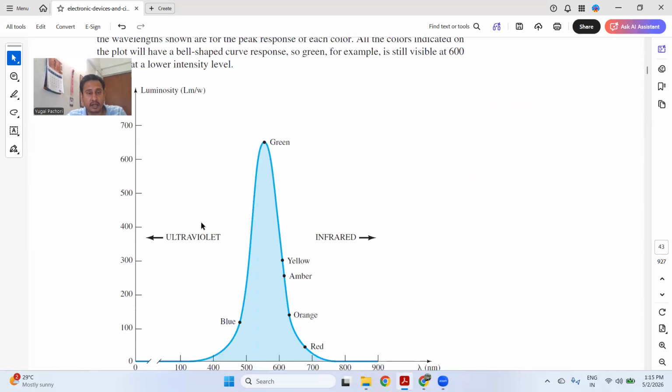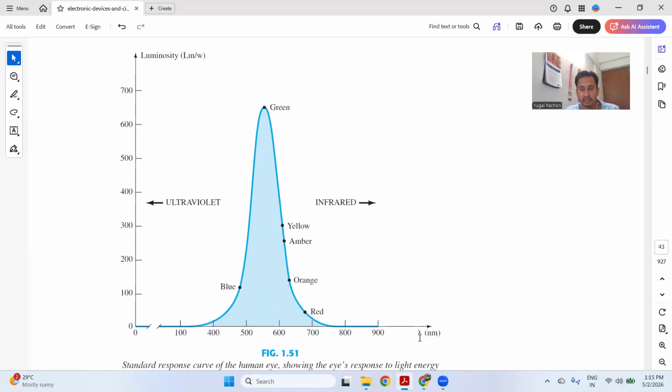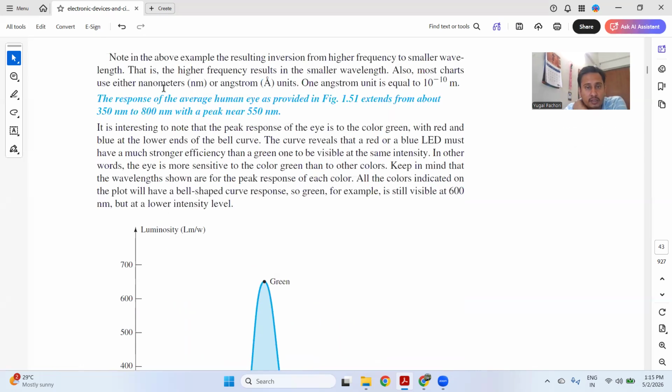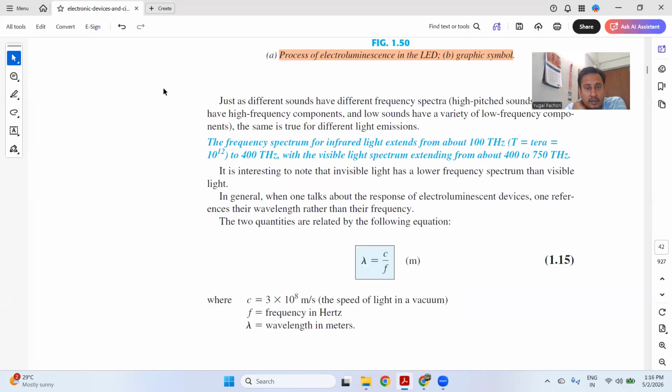So let me start the discussion with this particular graph. You can see there is a graph between the wavelength, which is in nanometers, and the luminosity. Luminosity is the intensity of the light, which is in lumens per watt. We will come to know what is nanometer and what is intensity.